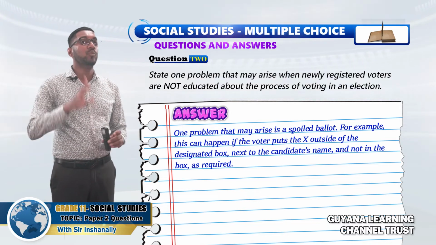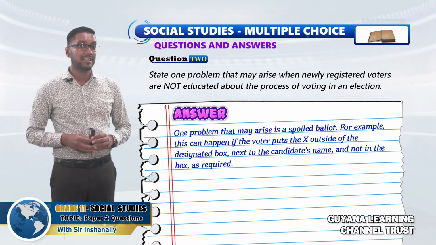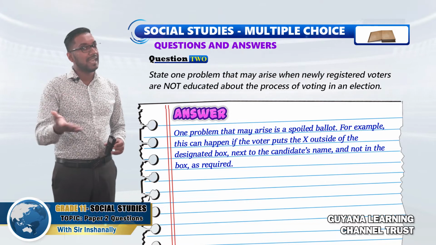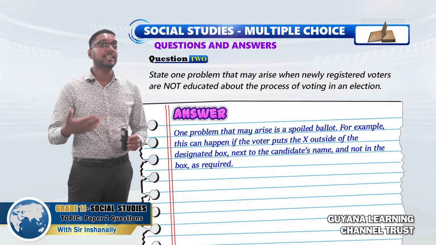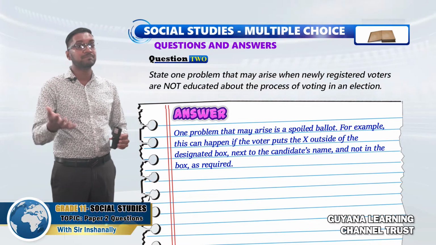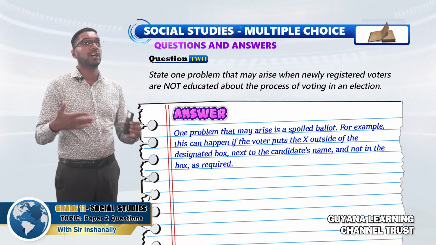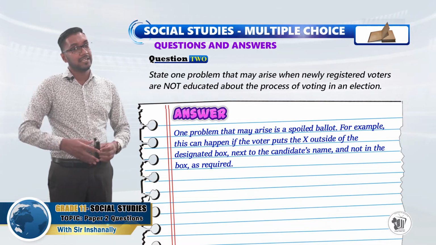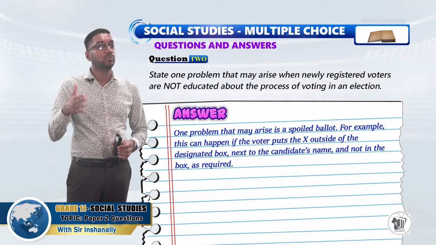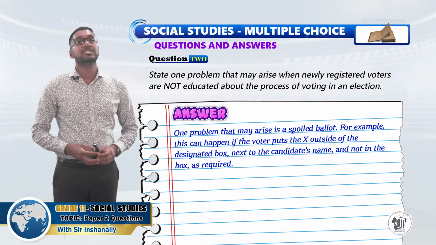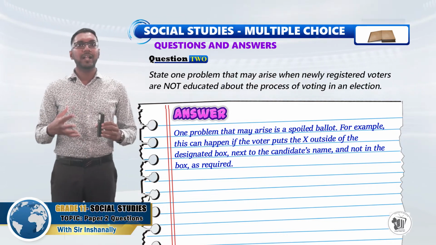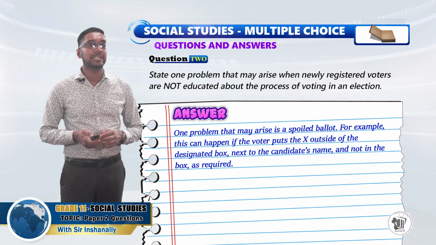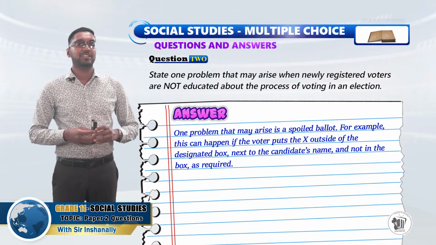So you have to know, where do you put that X? You don't put a star, you don't put a circle, you put an X. And if you're not familiar with the instructions, with the process, you may do the wrong thing. And that will result in a spoiled ballot. In other words, your vote will not count. So it's very important that we are well familiar with the processes of voting in an election.